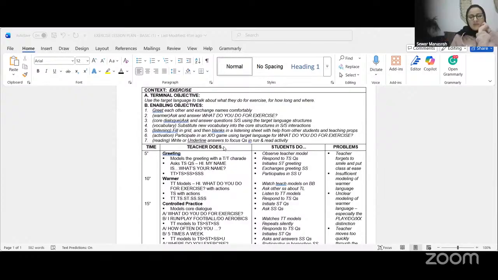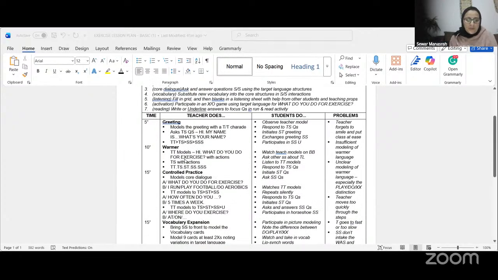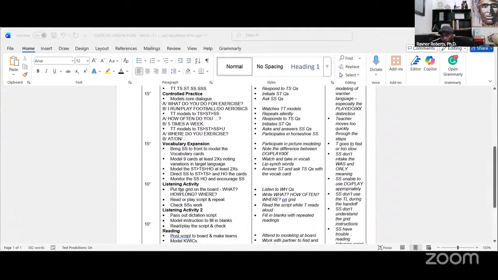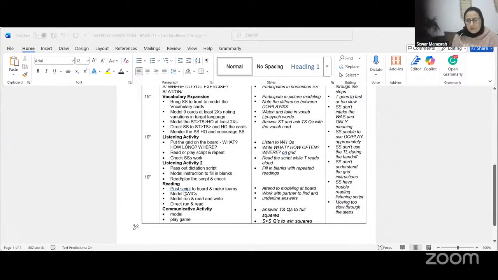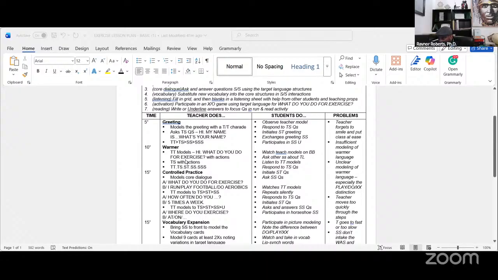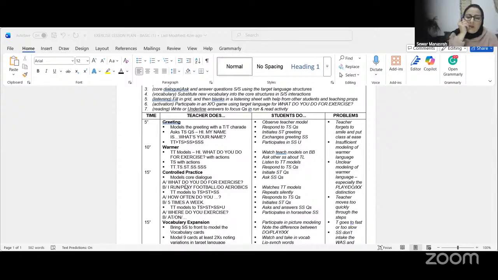All right. Now all these points are in your Smooth Move book, by the way. The greeting, the warmer, the controlled practice, vocabulary expansion. We're going to talk about those. They're in the book, and we will talk about it. But today, I just want to talk about the lesson plan in itself, right?